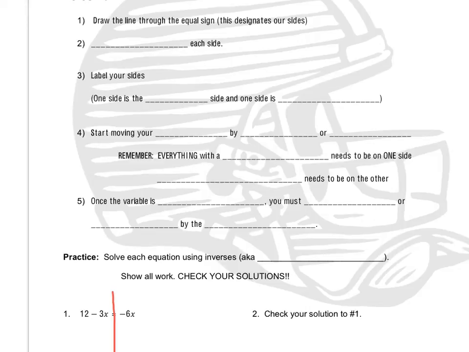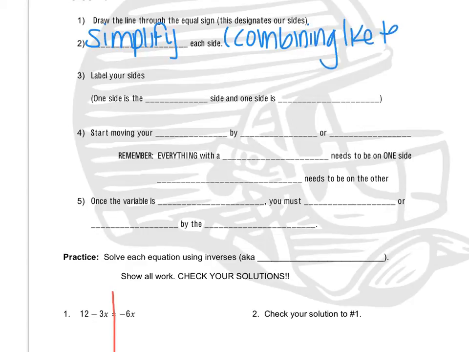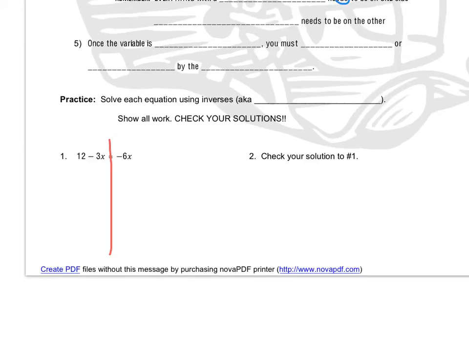And then for step 2, we need to simplify each side. Remember, that is our combining like terms. Okay, so we're going to simplify each side, which means we're going to combine our like terms. Well, when I look at my left side here, the 12 and the negative 3x aren't like terms, so I can't do anything there. The negative 6x doesn't have anything with it, so step 2 is not going to apply to this problem. So let's look at step 3.